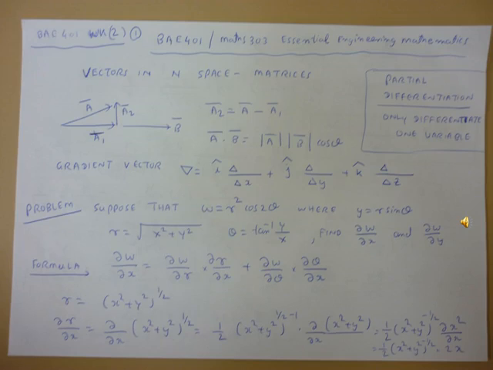So today's lesson is BAE401, Math 303, Essential Engineering Mathematics. The topic is vectors in the space of matrix. A vector has both magnitude and direction.